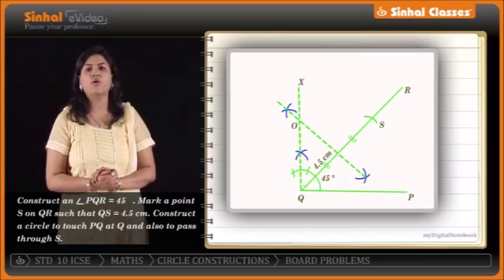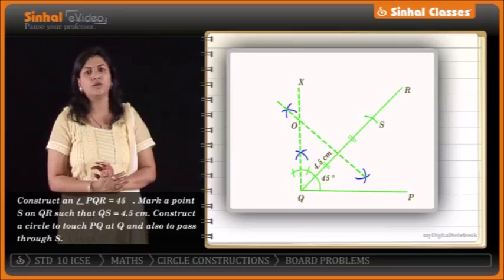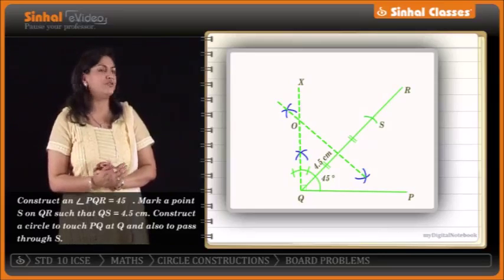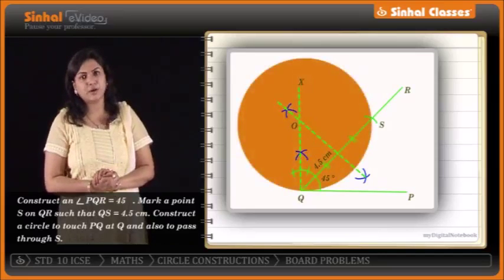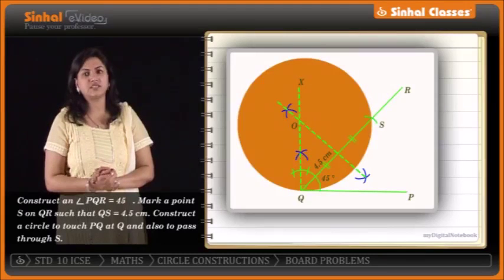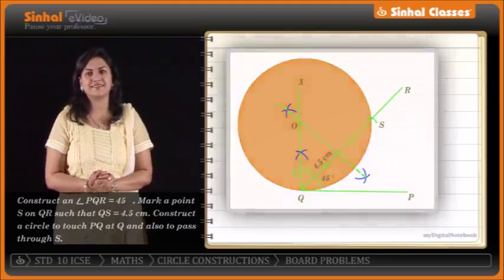Now keeping O as the center of the circle and radius OQ or OS, draw the circle. Now this circle drawn is the required circle which touches PQ at Q and passes through the point S.